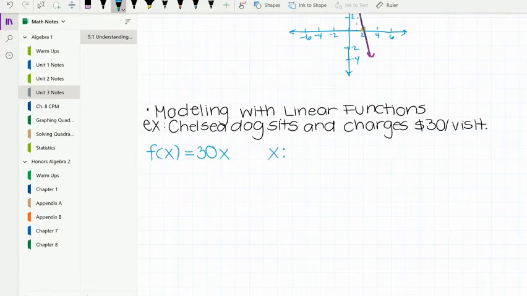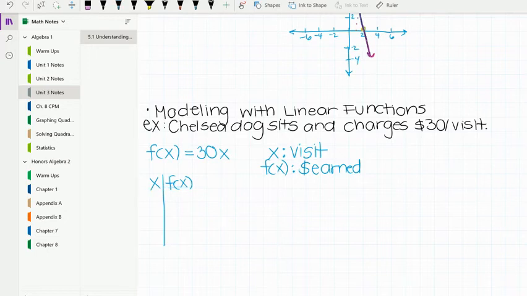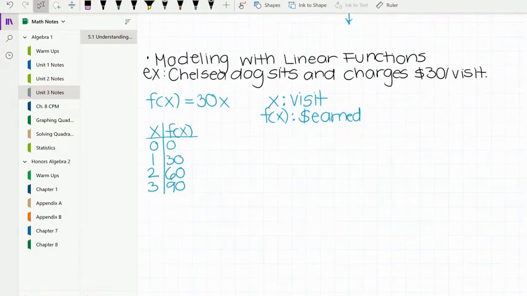So we do want to identify that x represents the number of visits, and f of x is going to represent the amount of money earned. And then we also want to make kind of a table to start helping us think about what the graph is going to look like. So obviously, for 0 hours worked or 0 visits, she'll make $0. For 1 visit, 30. For 2, 60. And for 3, 90.